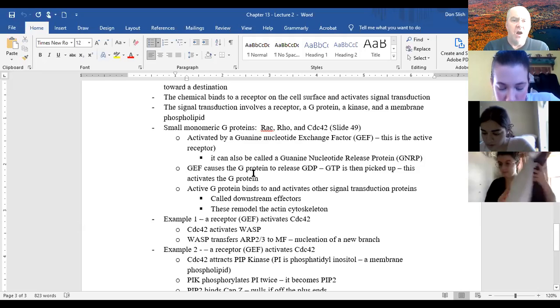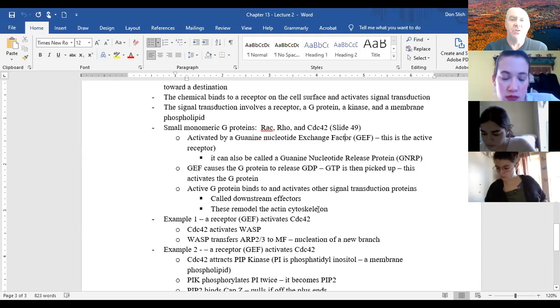Okay. So this GEF then causes the G protein to release GDP and pick up GTP, and then the G protein is active. The active G protein then activates other signaling and transduction proteins. So, downstream effectors in that figure.